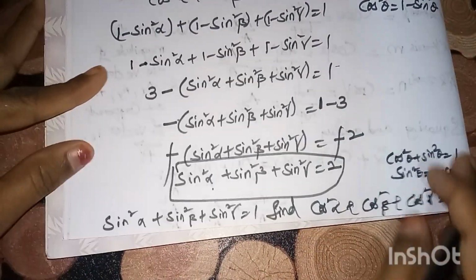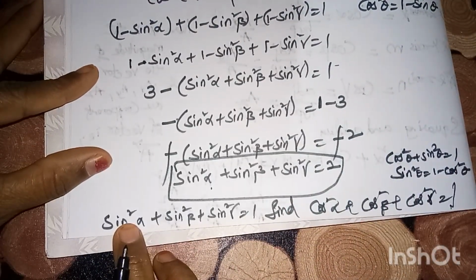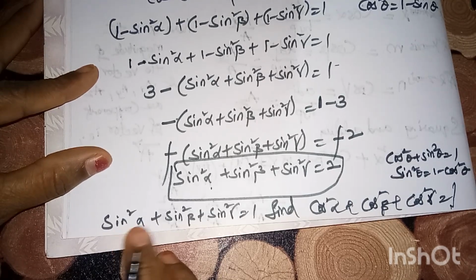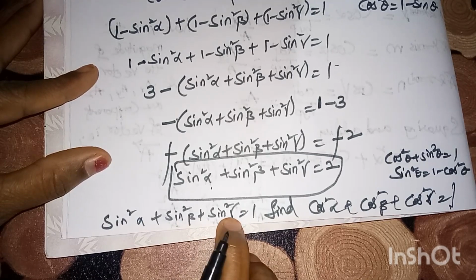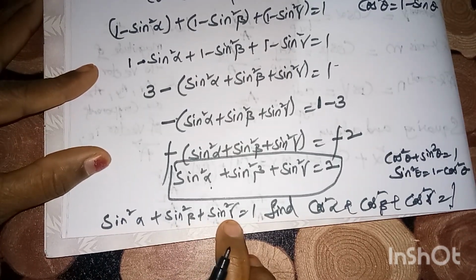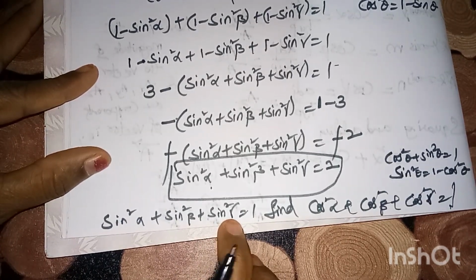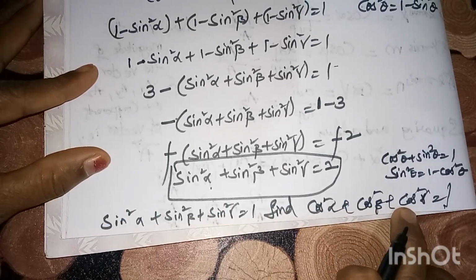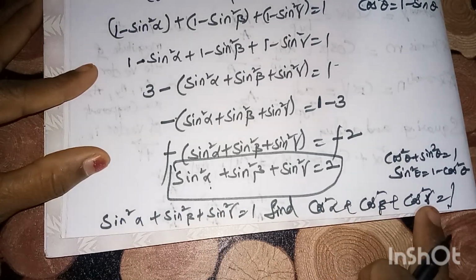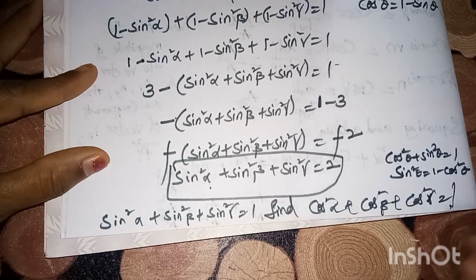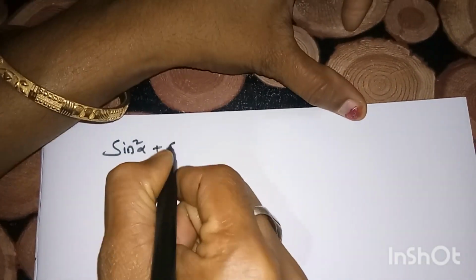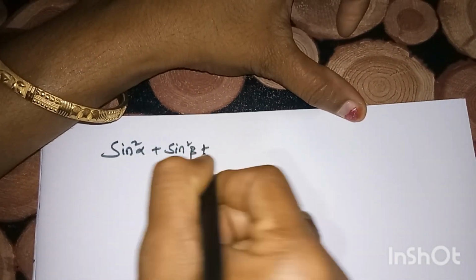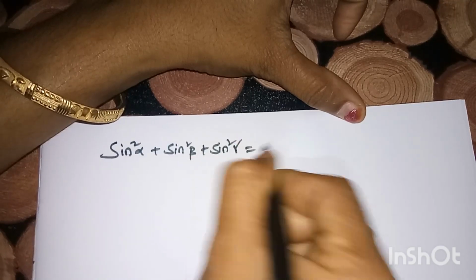So replace here. In place of sin square alpha, you should write 1 minus cos square alpha. Sin square beta means 1 minus cos square beta. Sin square gamma means 1 minus cos square gamma. So by replacing that, you will get cos square alpha plus cos square beta plus cos square gamma as the answer. That will be 2 itself. So just replace that. What have they given? Sin square alpha plus sin square beta plus sin square gamma is equal to 1.